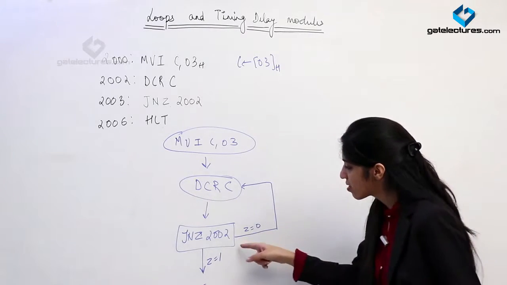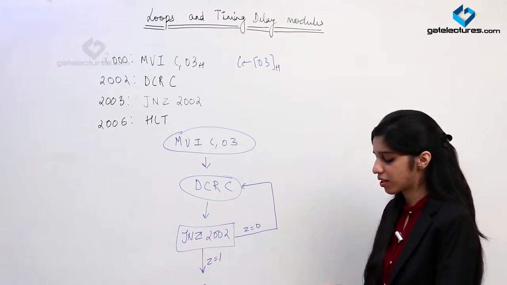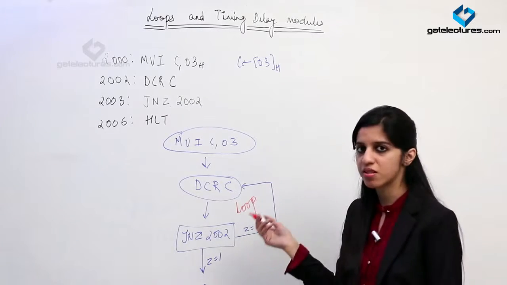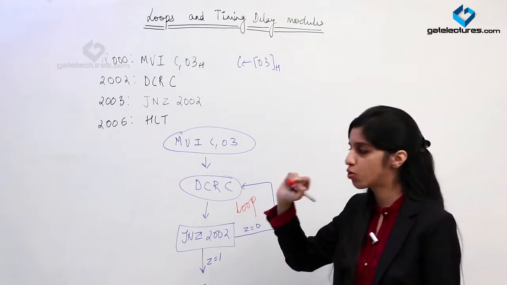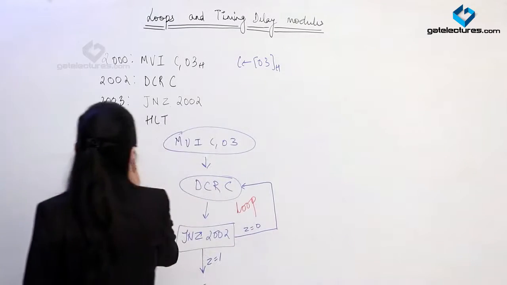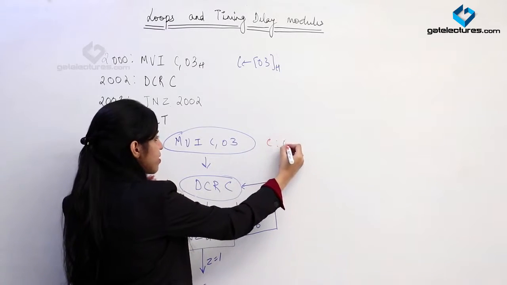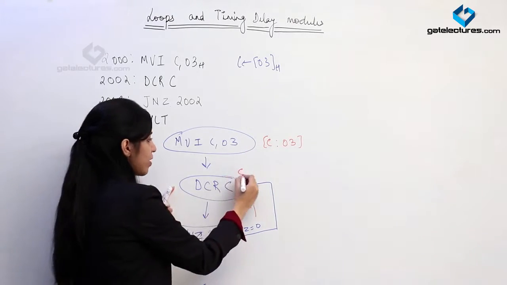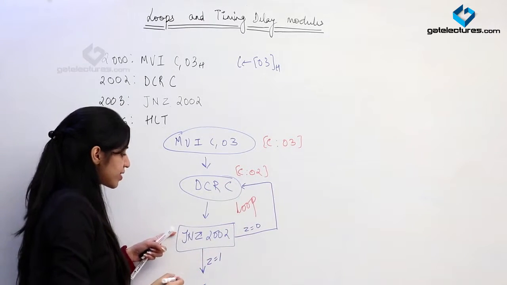See, this jumping, again decreasing C, again checking the condition. This is the loop. This is known as looping. Now we are just going to see how many times this loop is going to run. See, first time what happens? We are loading C with 3. Then we are decreasing C, so the contents of C become 2. Now we are checking the condition.